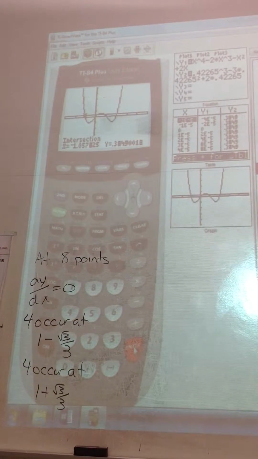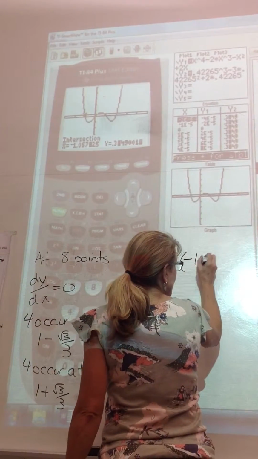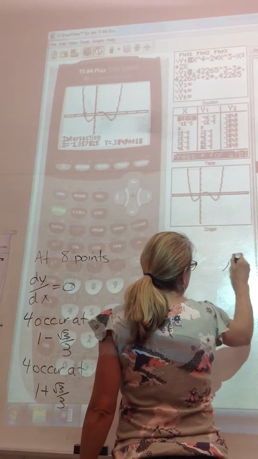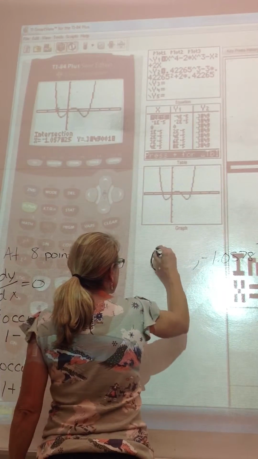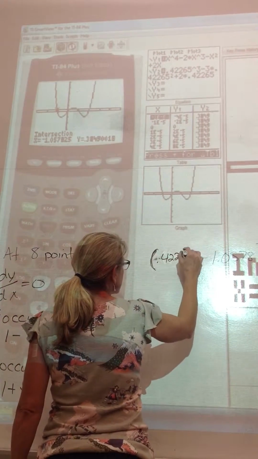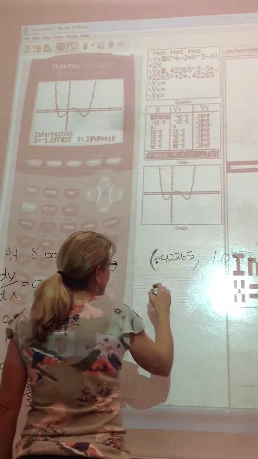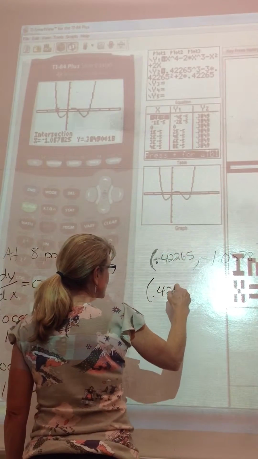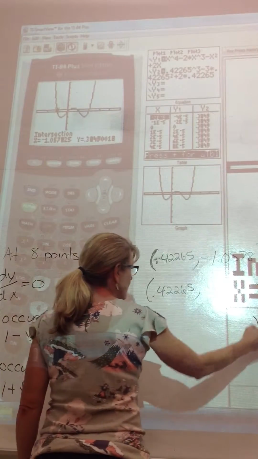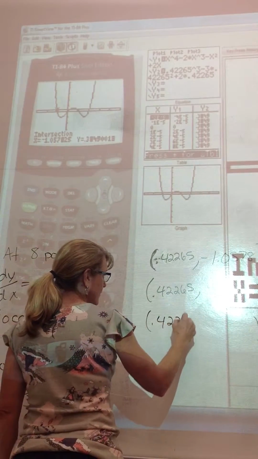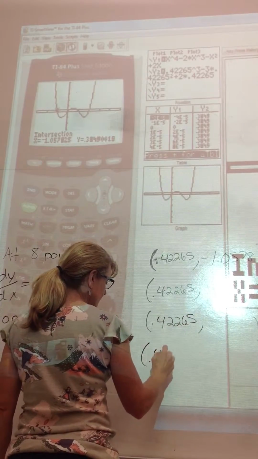Okay, so remember, we're finding y's for the overall problem, but right now they're being represented by x. So one of the points is at negative 1.0578, and this is the 0.42265, right? And then there's 3 more points that have that same x coordinate. We're finding the y coordinates that give us those points.